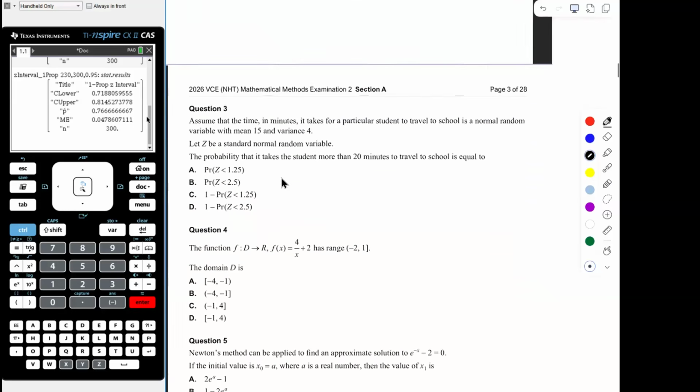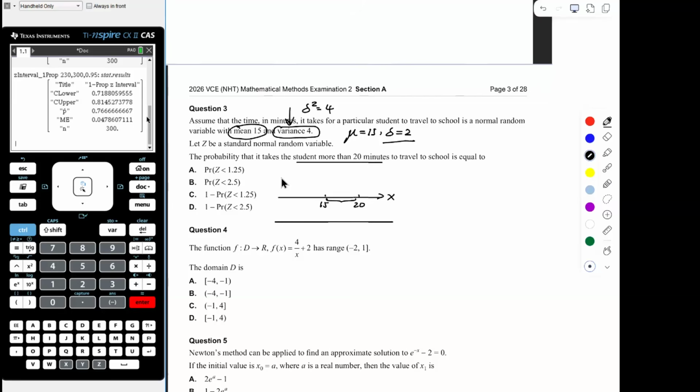Question 3, we have a standard deviation of 2 for a continuous random variable. That's a normal random variable. Mean value is 15, so we have mu equals 15, and sigma equals 2. Remember, this is variance sigma squared, all right? And then the probability that a student takes more than 20 minutes. So if you draw a diagram, this will be 15 for x, and more than 20, 20 is here. The distance here is 5 units divided by 2. So the z-score will be 2.5, okay?